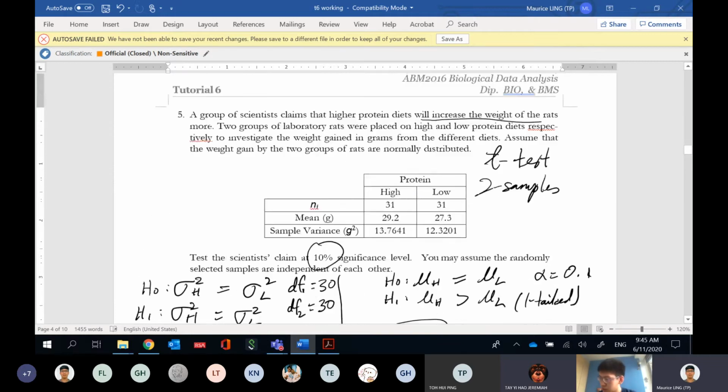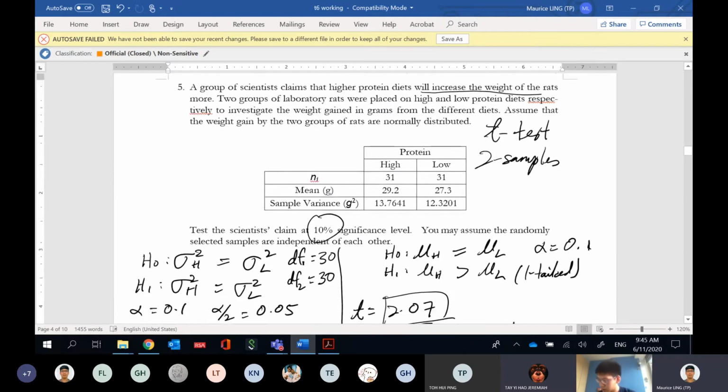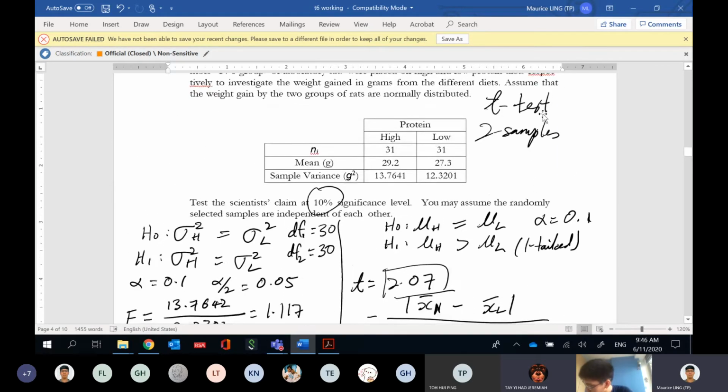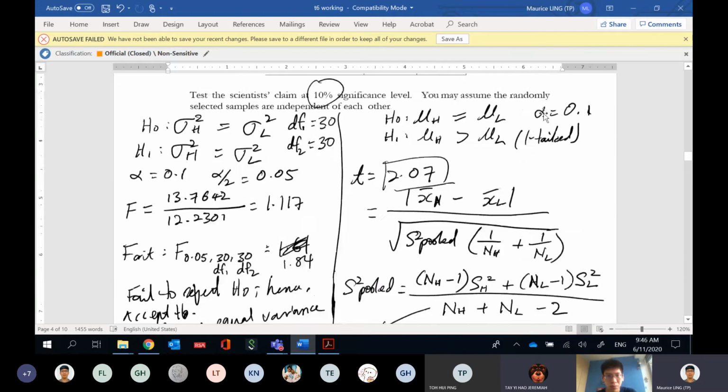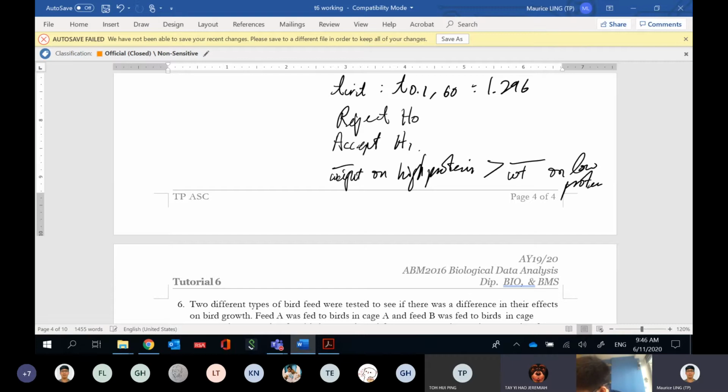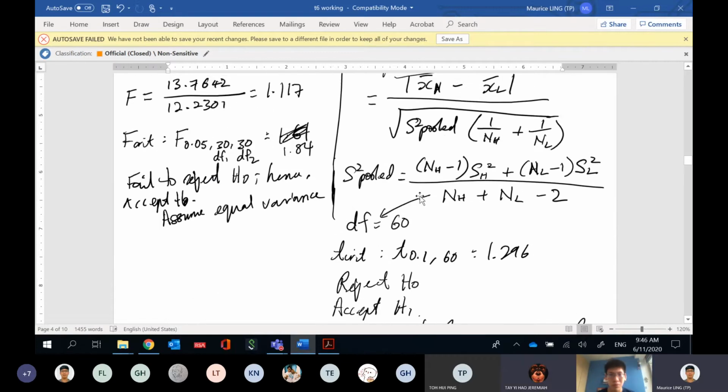That the mean weight for the rats with the high protein is higher than low protein. Yeah. Okay. So average weight on high protein is more than the average weight on low protein. Correct. Okay.